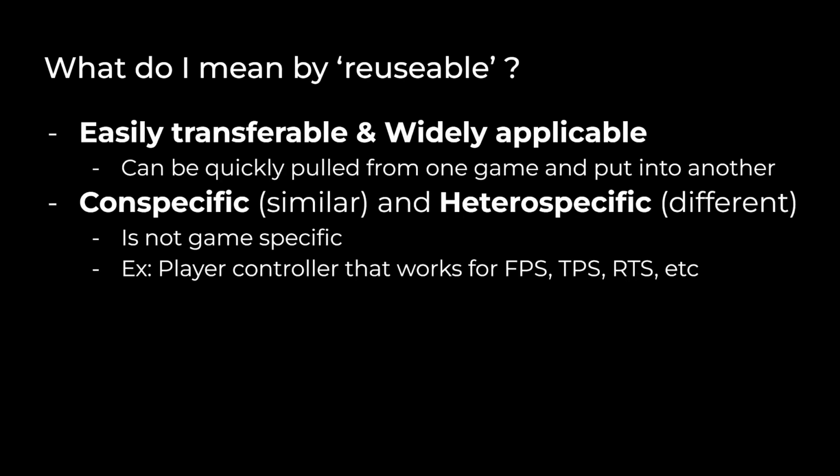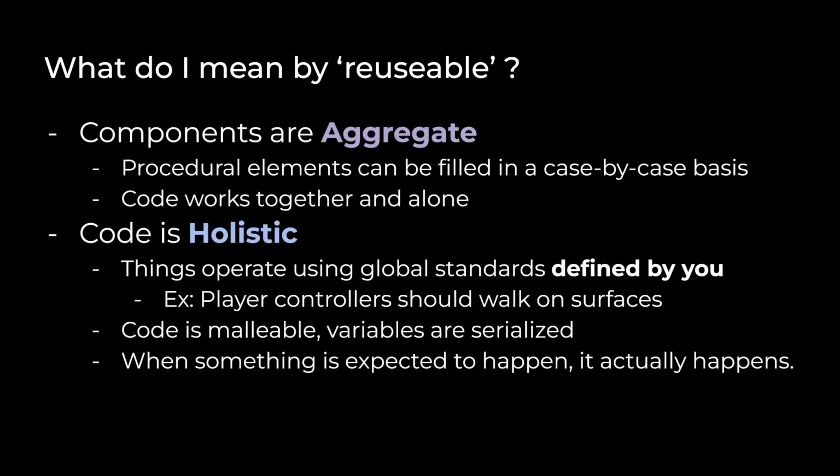So what do I mean by reusable? I mean easily transferable and widely applicable, so you can quickly pull it from one game and put it into another, and it can also be used for quick and easy prototyping. Conspecific is a similar game, and heterospecific is a different game. So they're different uses, right? They're not game specific. A player controller that works in lots of different games, like first-person shooter, third-person shooter, or real-time strategy games, is a very versatile player controller that we want.